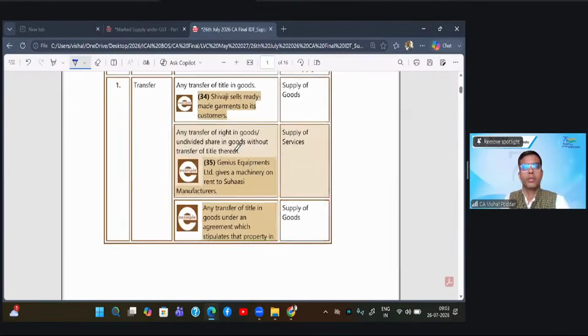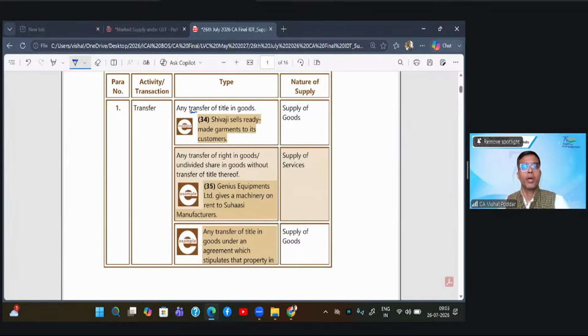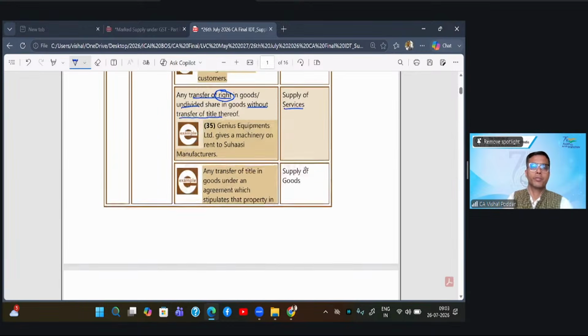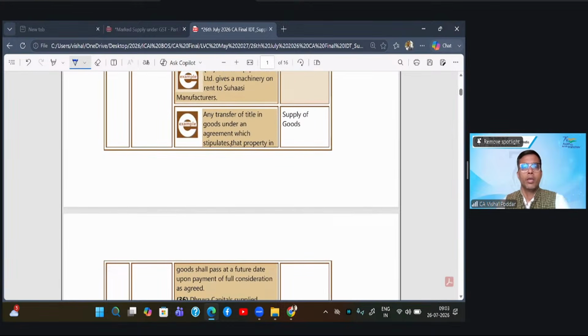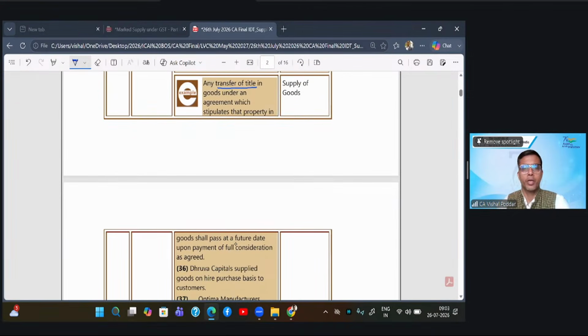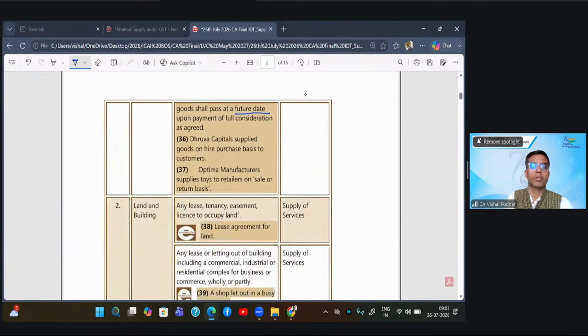So see, schedule 2, what you have done, outright transfer of title. It is supply of goods. Again, outright transfer of title or undivided share, but it is now done without transfer of title. So you have only given rights to use, not the complete title. Then it is supply of service. Then transfer of title again, but it will pass on at a future date, like in case of hire purchase. But still it is ultimately transfer of title, that is complete rights. It is again supply of goods.